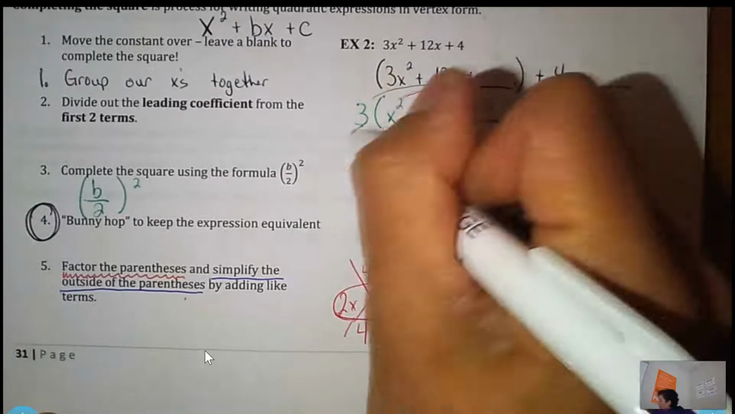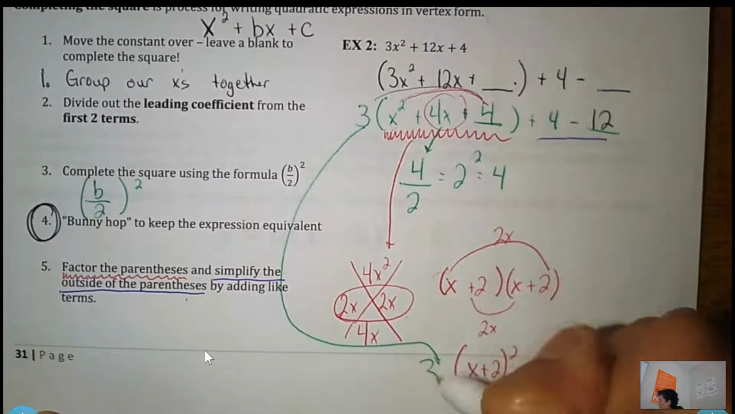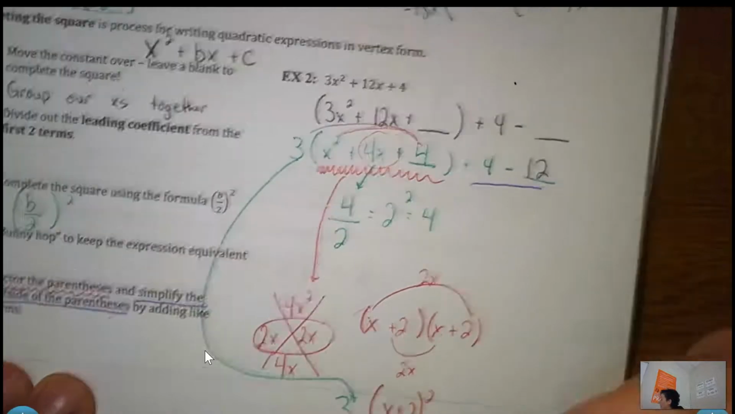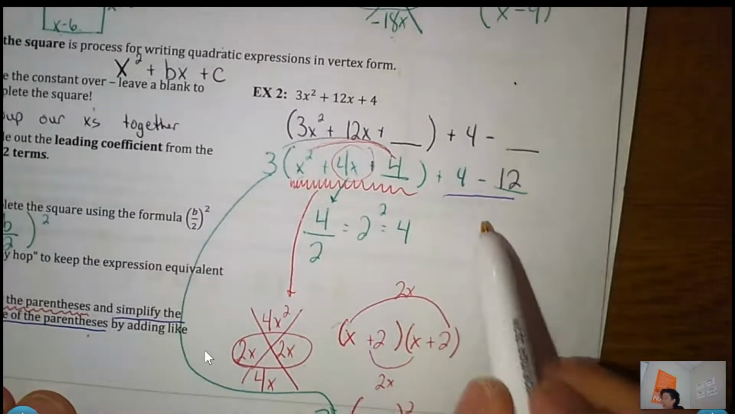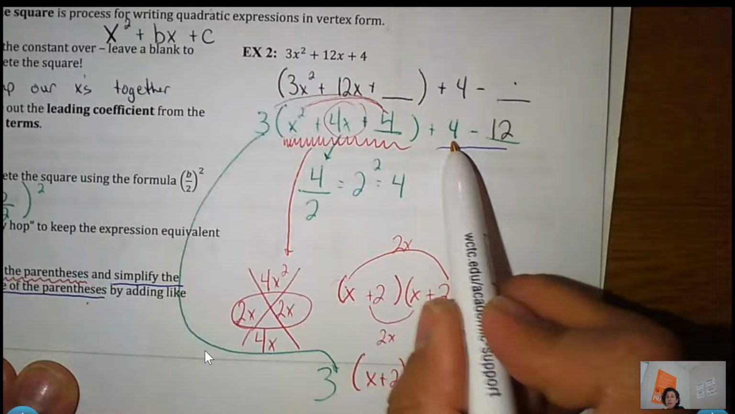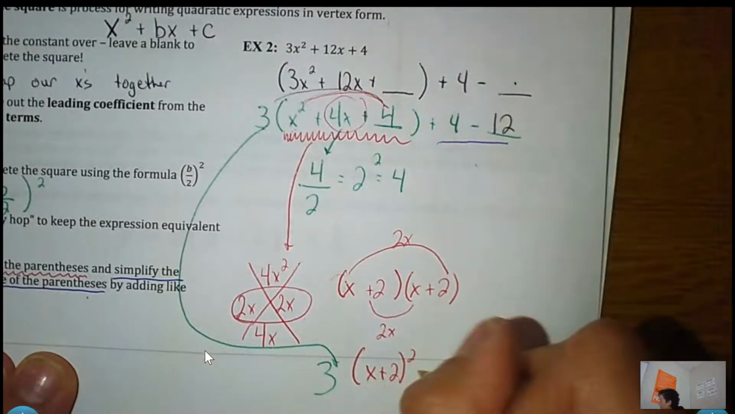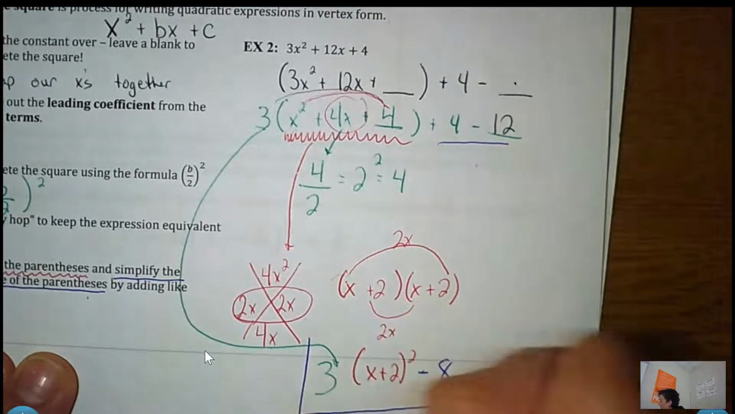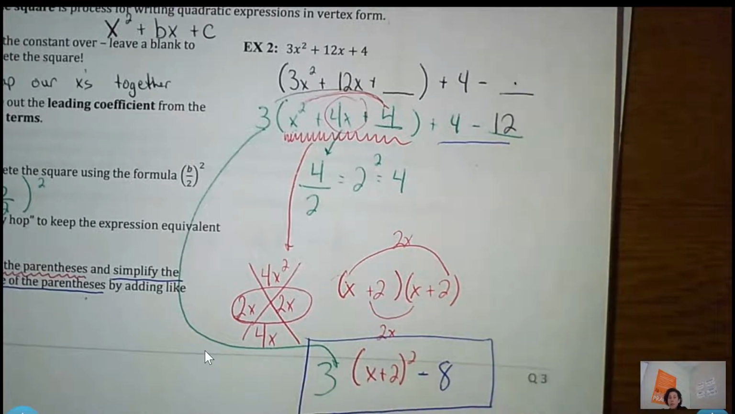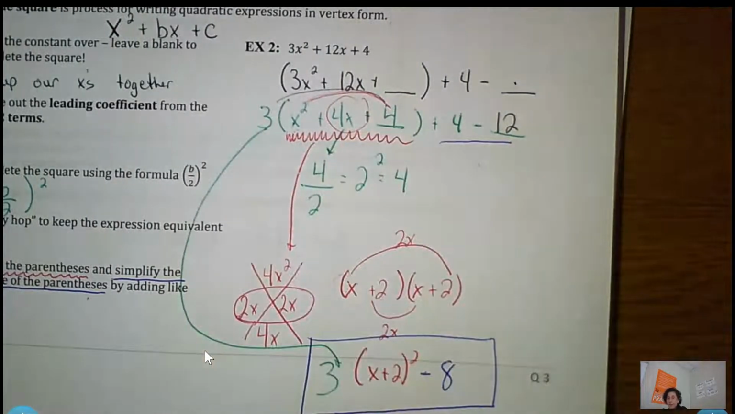Here comes the 3. It's still there. And now I'm going to go to this part that's underlined in blue, and I'm just going to do 4, take away 12, and I get minus 8. And this is vertex form of what we just started with. All right? I know, that definitely seemed confusing. So let's try another one. And then I'm going to show you a shortcut.